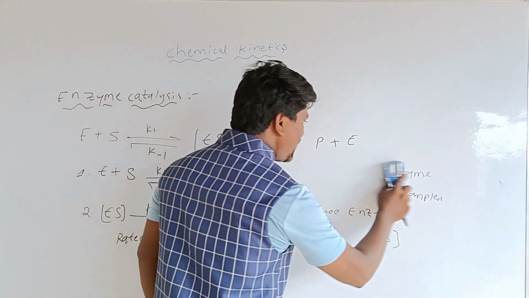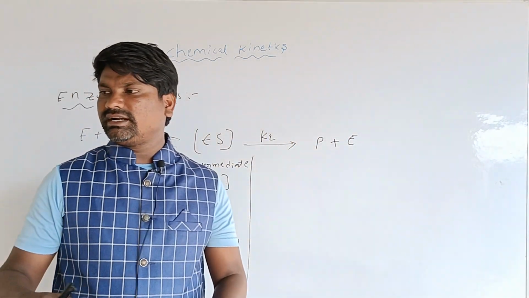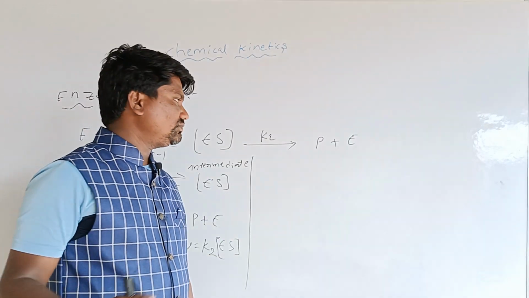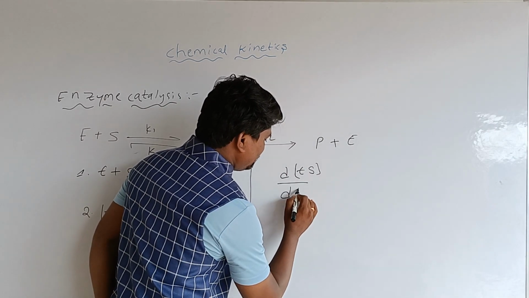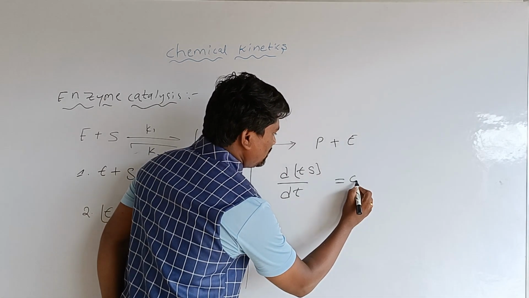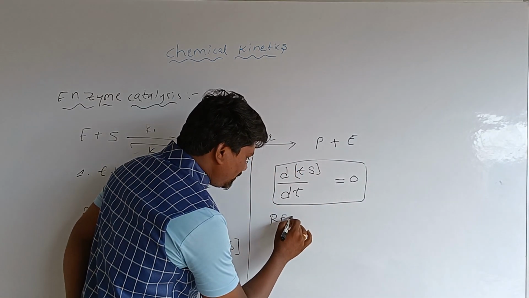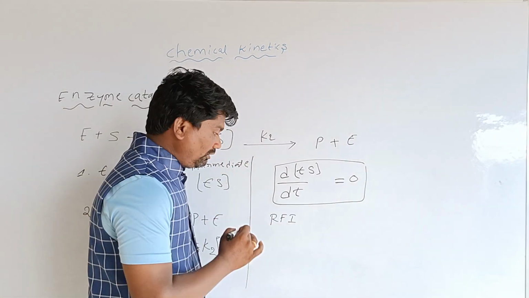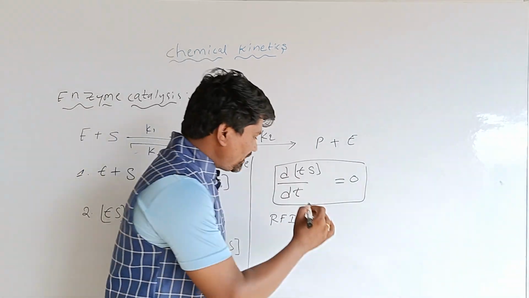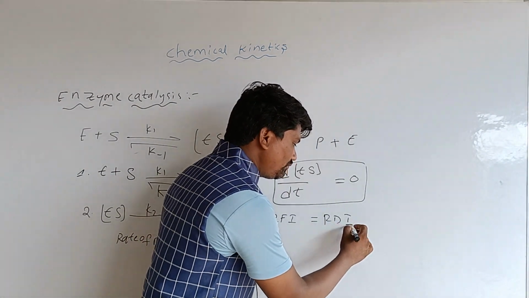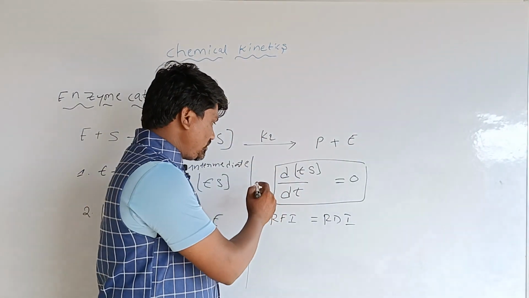What is the steady state approximation principle? It is nothing but that the rate of formation of intermediate is equal to 0, that is, d[ES]/dt is equal to 0. The rate of formation of intermediate is equal to the rate of decomposition of intermediate. This is the steady state approximation principle.